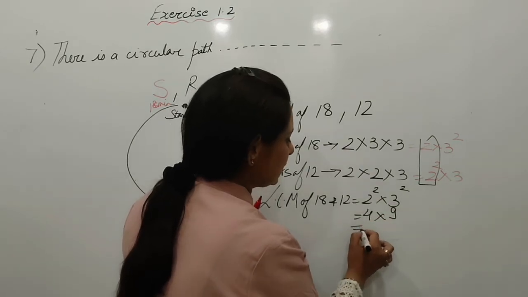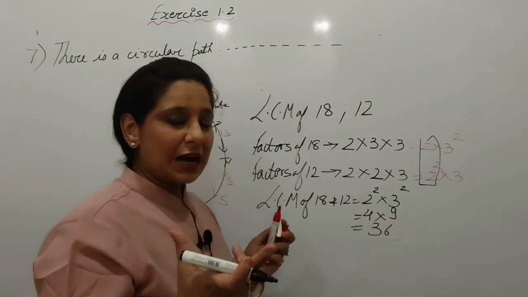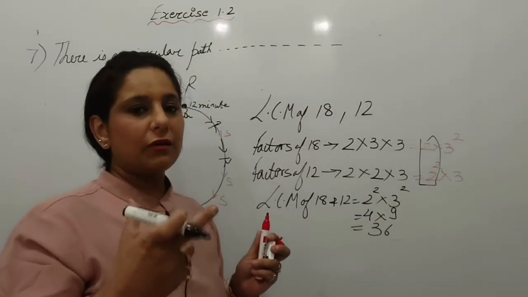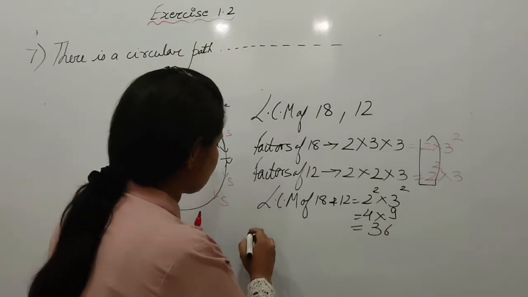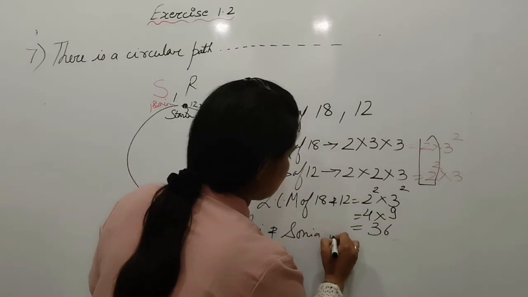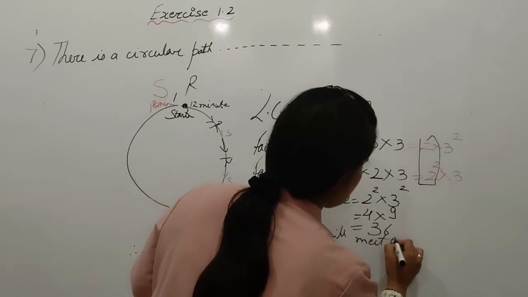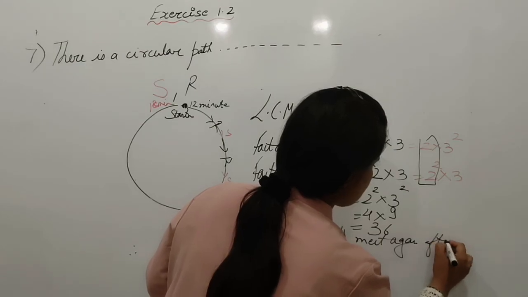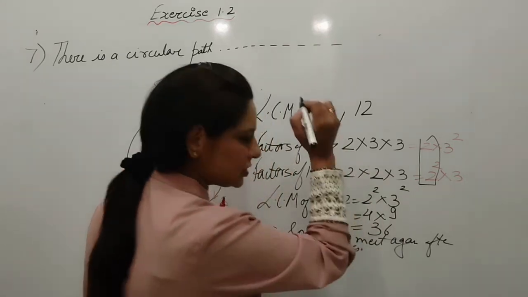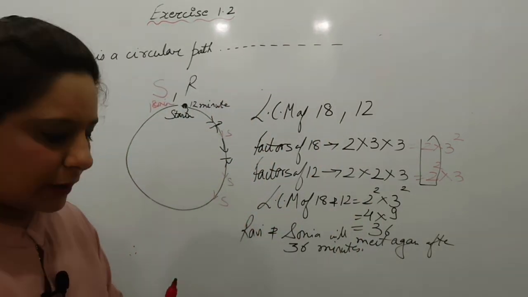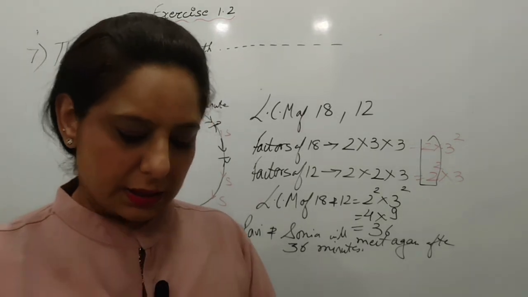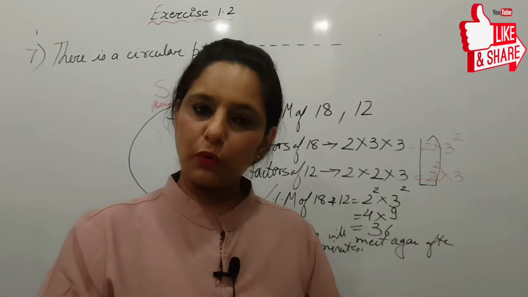So what is the answer? The question was, after how many minutes Sonia and Ravi will meet again? So the answer is Ravi and Sonia will meet again after 36 minutes. So I think now this was very clear. So we are done with this exercise, और next class में हम exercise 1.3 करेंगे.